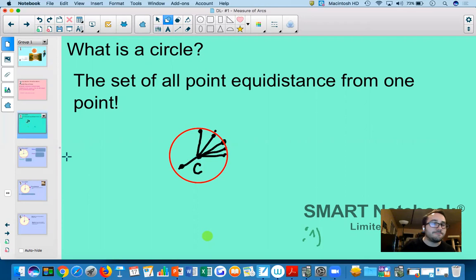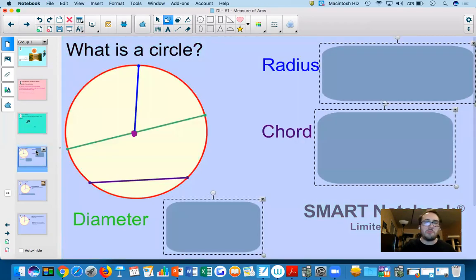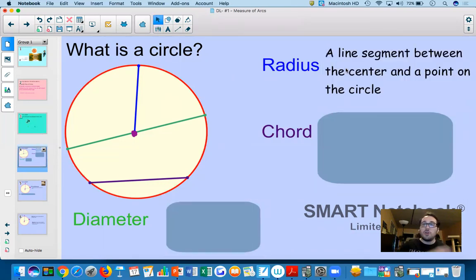Okay. Now we're going to go into, well, what are the different parts of a circle? So specifically, this is what you should copy down. These are the things that you have to know, because once we start getting into the heavier stuff, I'm going to be using these words as if you've known them for years. All right. So first things first, what is a circle? That's what we got already. Radius. A radius is a line segment between the center and a point that's on the circle.